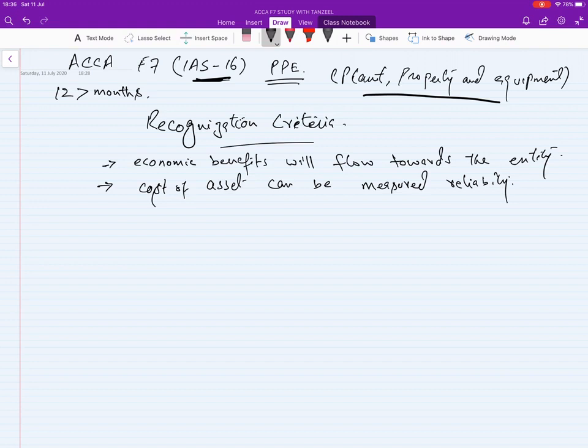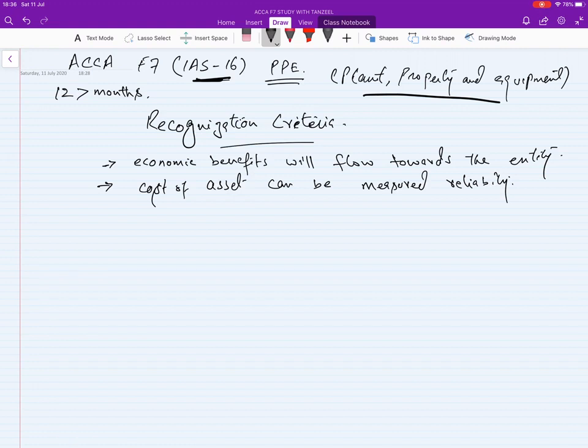If because of this asset you can expect economic benefits will flow towards the entity, it means you are going to get the benefits. The benefit could be in money, it could be in efficiency, it could be in anything. So you will recognize this as an asset, you will capitalize this.